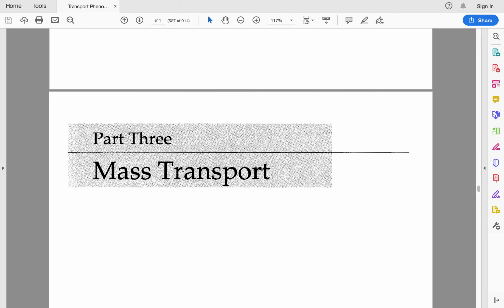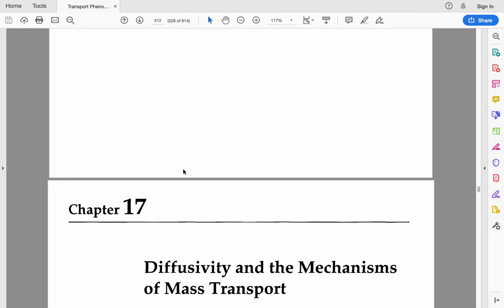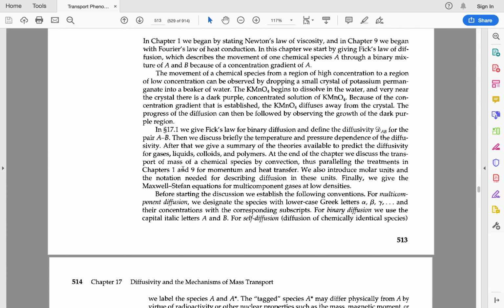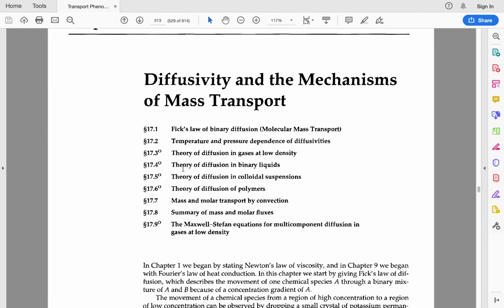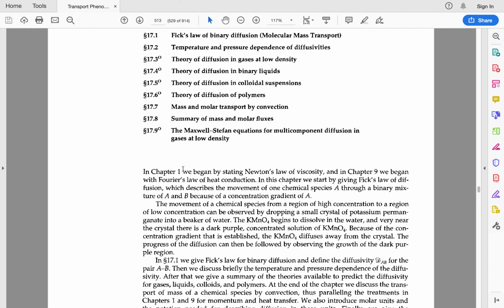Okay, let's start. Let's open your Bird book in part 3, the chapter on mass transport, in Bird second edition. We're going to start on page 513. This is diffusivity and the mechanism of transport. In chapter 1 we began by stating Newton's law of viscosity. In chapter 9 on heat transfer we began with Fourier's law of heat conduction, and in this chapter we're going to start by explaining Fick's law of diffusion.